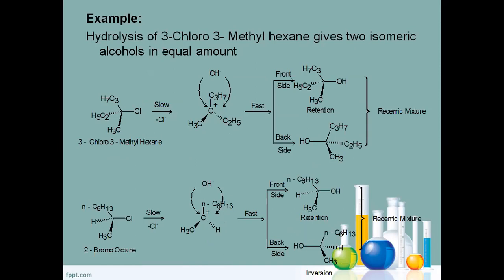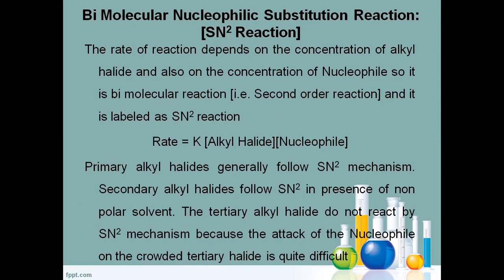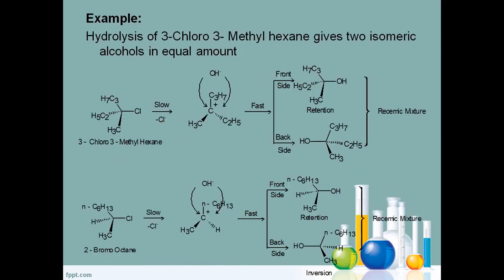Now another one. This is an example: 3-chloro-3-methylhexane. We are treating it with OH on hydrolysis, and we get a racemic mixture of the alcohol product. Like 2-bromooctane, 2-bromooctane is another example for the SN1 reaction.